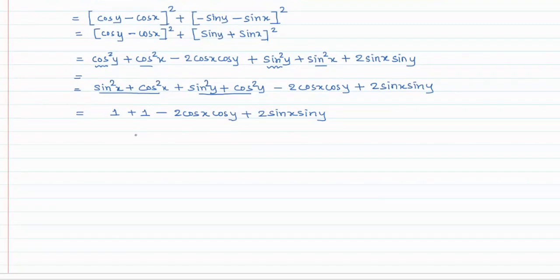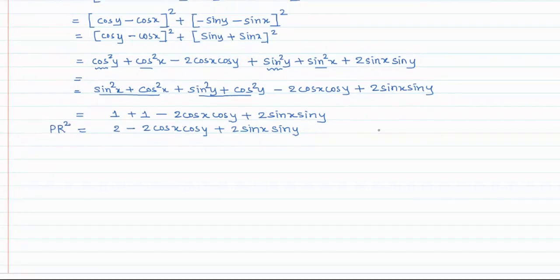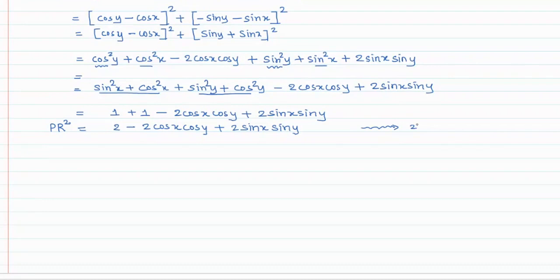Then finally 1 plus 1 is 2. So you'll get 2 minus 2 cos x cos y plus 2 sin x sin y. This I will keep as PR square, equation 2.